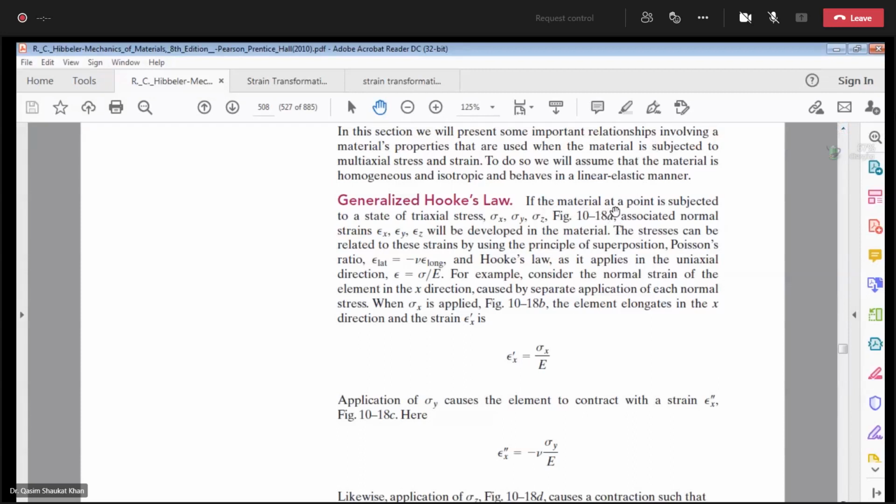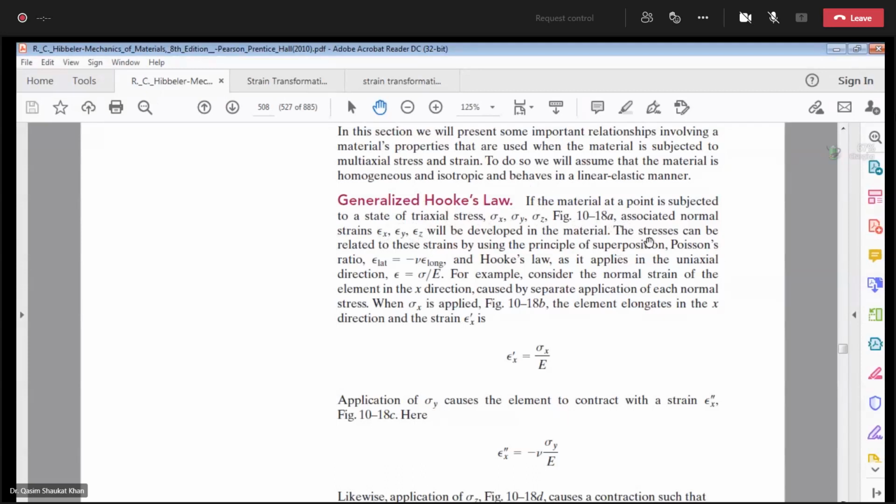So if the material at a point is subjected to a state of tri-axial stress, means on an element you have sigma x, sigma y, and sigma z. On the element, three stresses are acting, tri-axial stress. So associated normal strains will be developed in the material. Agree. Sigma x will produce epsilon x, sigma y will produce epsilon y, sigma z will produce epsilon z.